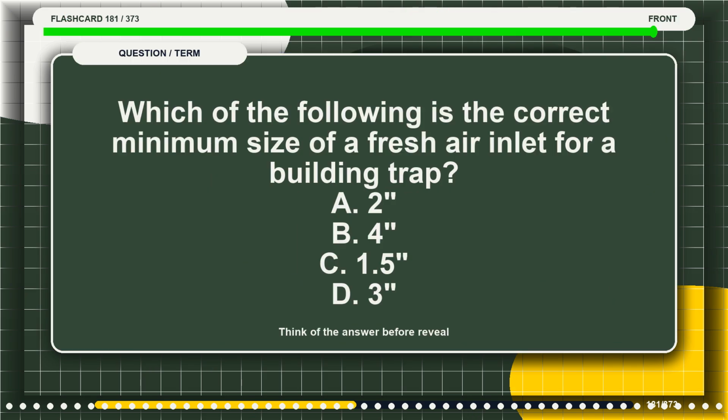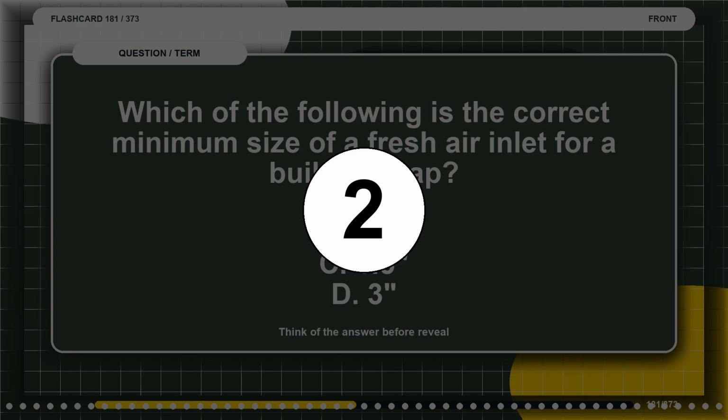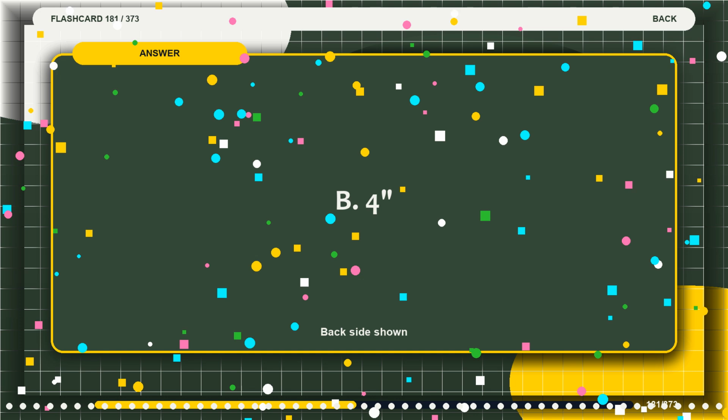Flashcard 181. Which of the following is the correct minimum size of a fresh air inlet for a building trap? A. 2, B. 4, C. 1.5, D. 3. Think of the answer before the reveal. The answer is B. 4.